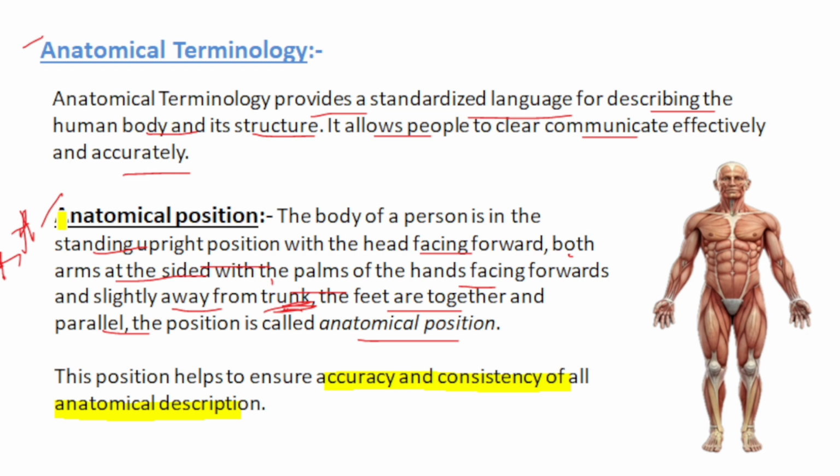So, what is anatomical position? Anatomical position is the position of the human body when he or she is standing upright with the head facing forward and both arms at the side with the palms of the hands facing forward and slightly away from the trunk, and the feet are together and parallel. If in a position all the conditions are fulfilled, this specific position is called anatomical position.